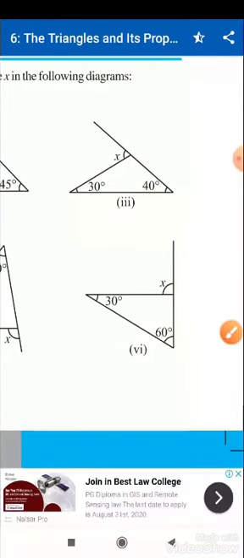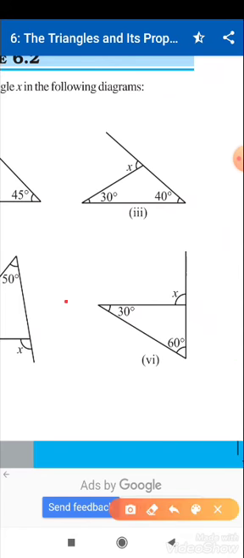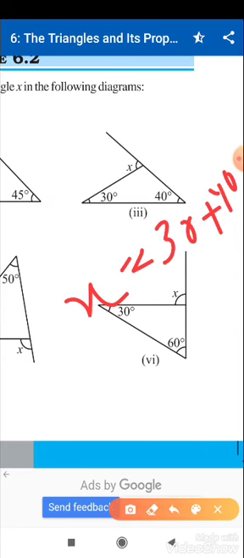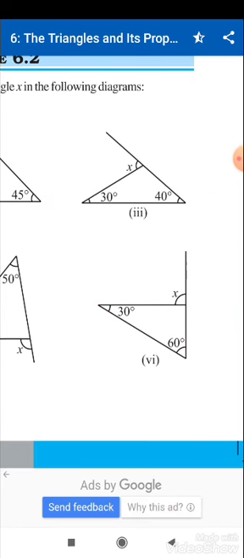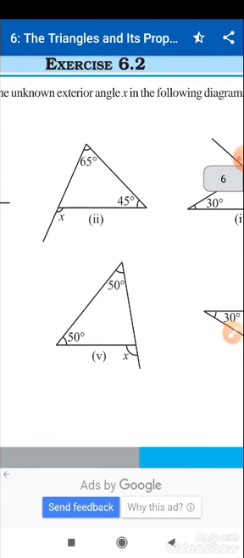Move to the third part of this question. In the third part we have to find out the value of angle x. For this we have to add 30 degrees and 40 degrees. After adding, we have x is equal to 30 plus 40, and the answer is 70 degrees. In this way you can solve the rest of the questions of this exercise.